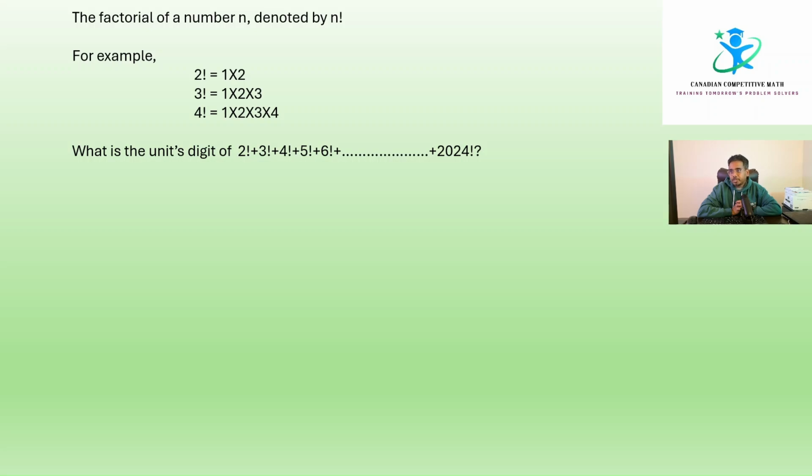So what do we have here today? The question says the factorial of any number n is denoted by n exclamation mark. For example, 2 exclamation mark means 1 times 2. 3 exclamation mark is 1 times 2 times 3. 4 exclamation mark is 1 times 2 times 3 times 4. The question is, what is the units digit of 2 factorial plus 3 factorial plus 4 factorial plus 5 factorial plus 6 factorial all the way till 2024 factorial?